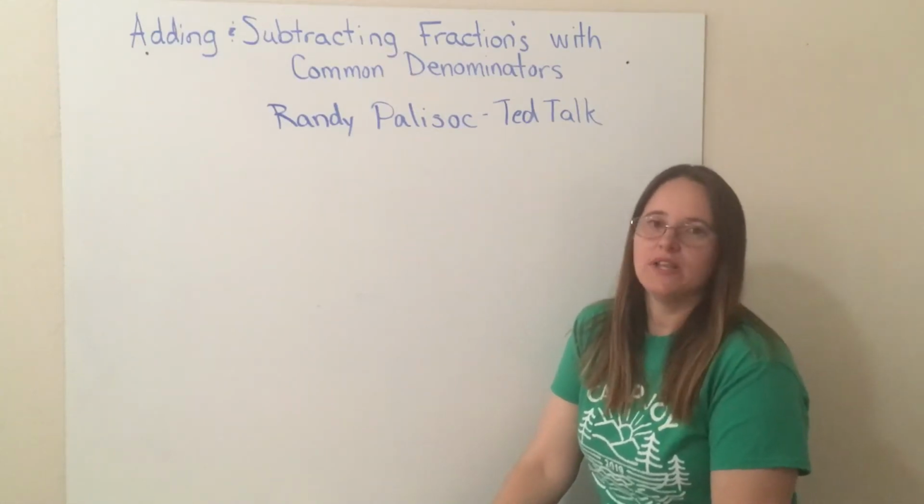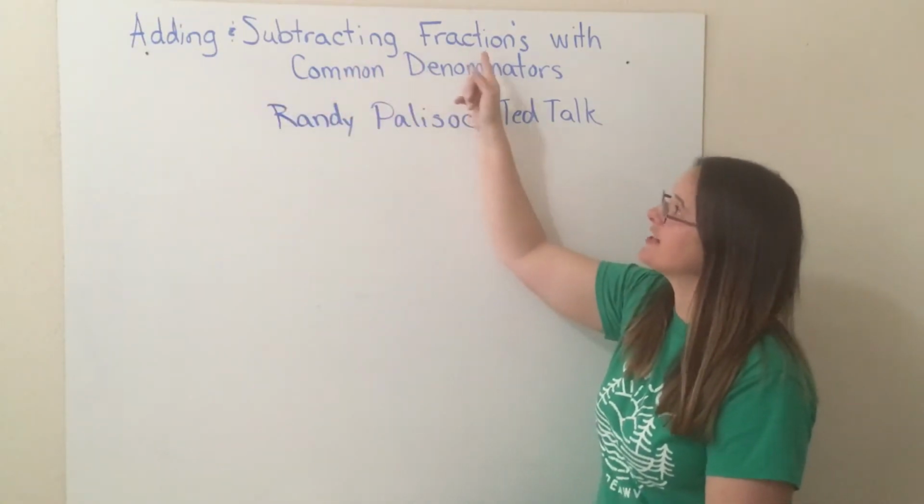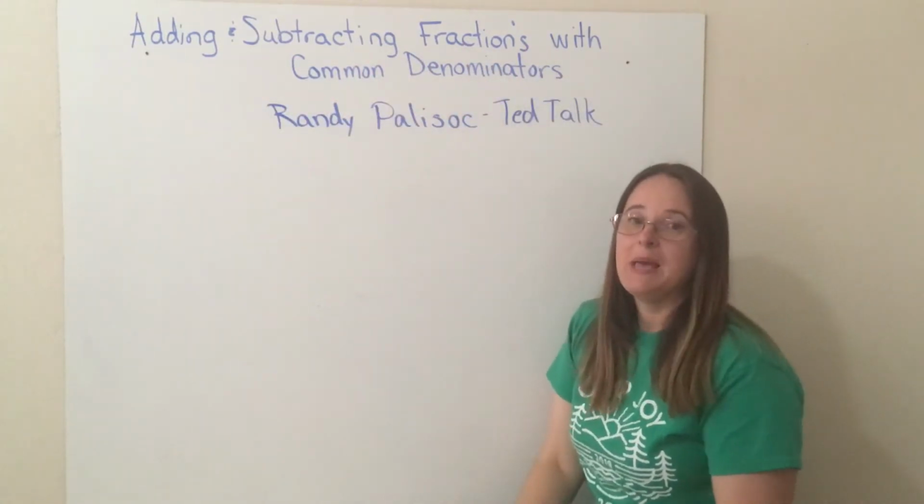Today we are on lesson 107 in book 4. The title of this lesson is Adding and Subtracting Fractions with Common Denominators.